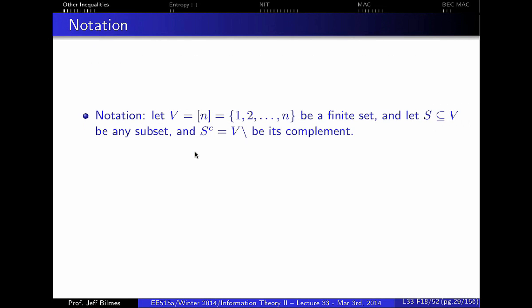Okay. So let's do a little bit of notation. We're going to define a couple of other inequalities that are kind of interesting. So again, V is an index set. It's the integers from 1 to n. And we've already said that, but I'm just reminding everybody. S is maybe some subset, and S complement, there's a typo there, is V except for S.